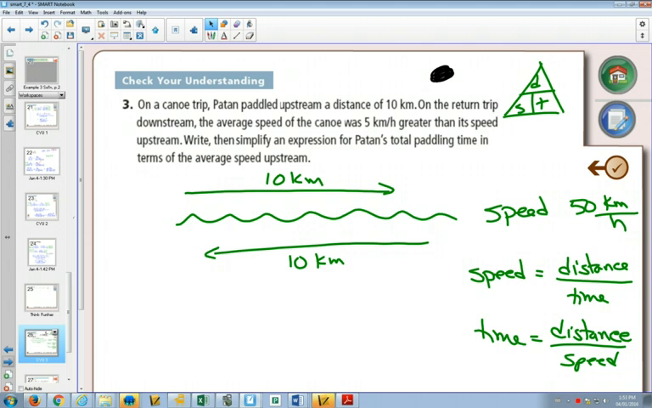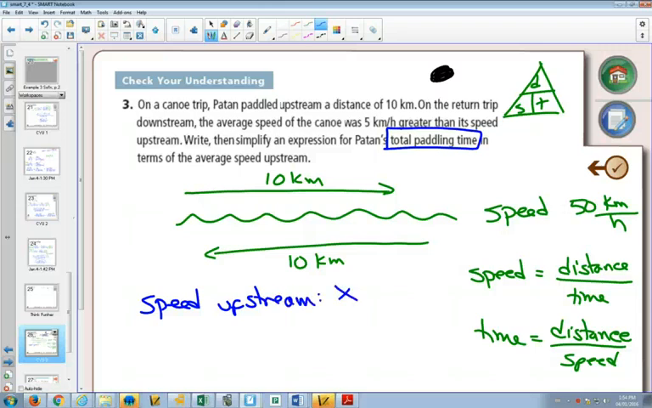Now, because this question is dealing with speeds and time, we want to write an expression for the total time it's going to take to go upstream 10 kilometers and downstream. But we don't know what the speed is. So what we're going to do is introduce a variable. We're going to say that his speed upstream was x, because we don't know how fast he's going. But we now know that his speed downstream is 5 kilometers faster, so it will be x plus 5. So if his speed upstream is x, his speed downstream would be x plus 5.